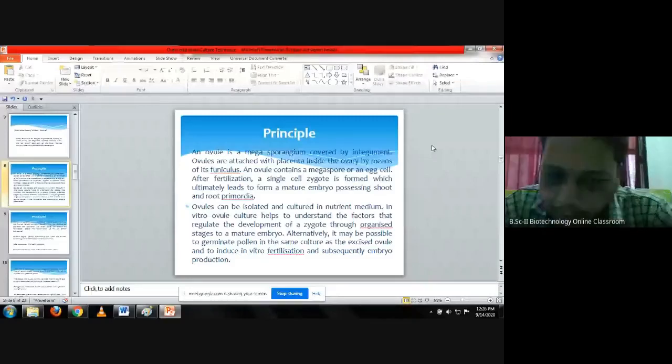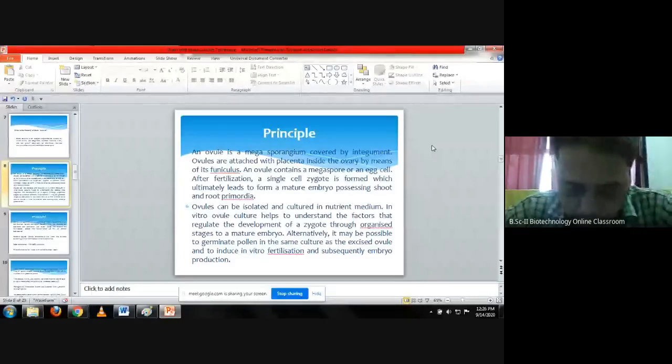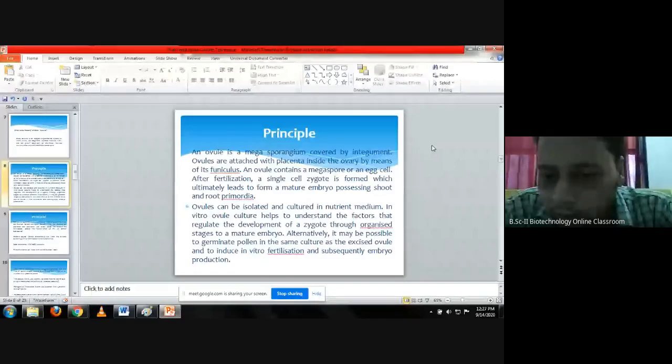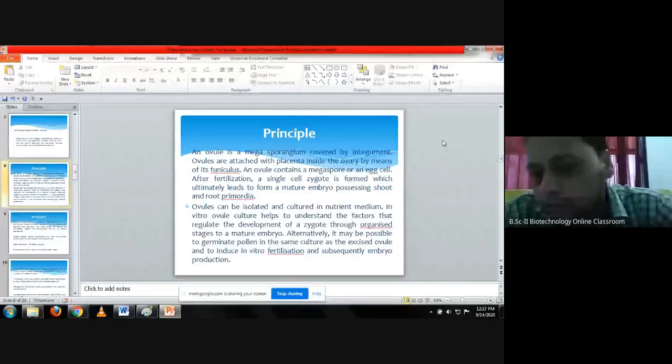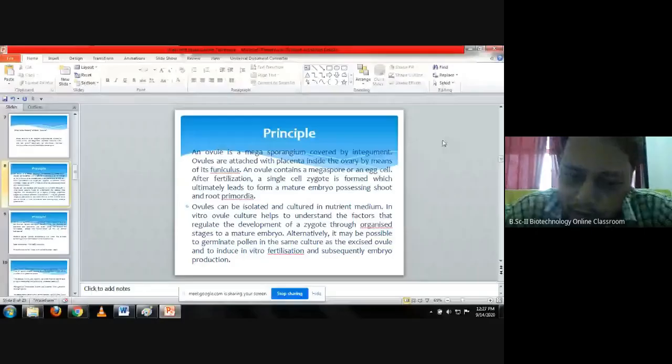Then ovules can be isolated and cultured in nutrient media. In vitro ovule culture helps to understand the factors that regulate the development of the zygote. Now, if you want to study the zygote, what do you have to do? You have to dissect the ovary and study how the zygote is formed after fertilization. So you cannot look at all stages. But in culture, you can isolate the ovule and induce it to produce a zygote, and you can study how the zygote forms.